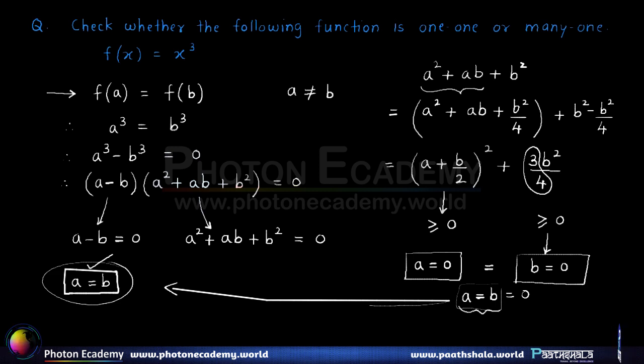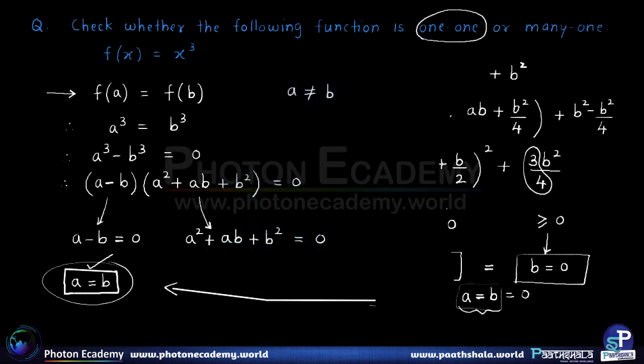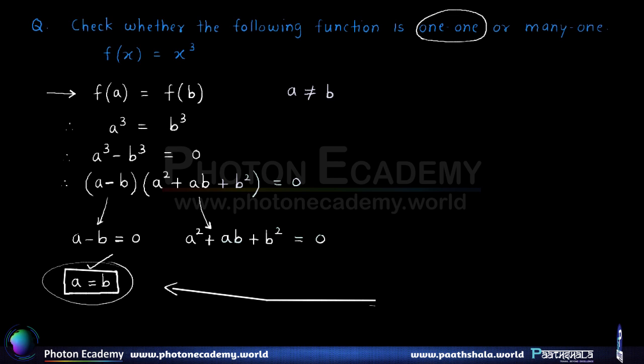So therefore the function is 1-1, right? Now another way of checking whether the function is 1-1 or not, if we know the graph of the function, is that let us draw the graph of the function, and then we can see pictorially how we can find out whether the function is 1-1 or not.